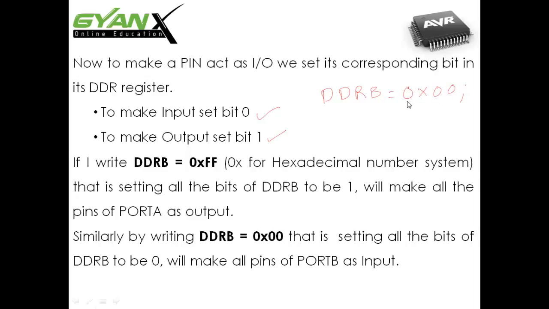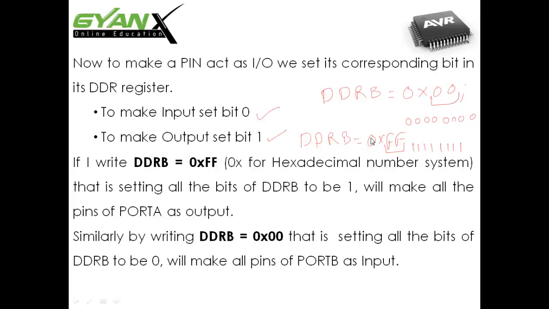So now port B acts as an input. 0x00 is a hexadecimal value which denotes that all 8 pins are working as inputs, meaning 0000 0000. So all pins are working as inputs. The moment I set DDRB as 0xFF, FF in hexadecimal form means 1111 1111. It means all 8 pins are working as outputs right now.